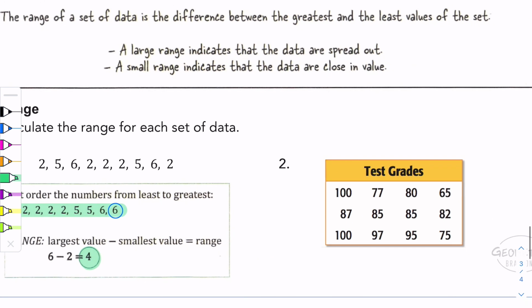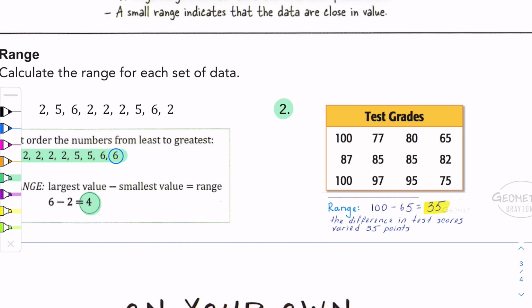Number 2 is not organized in order, but I would like everyone to find the range. So what's the highest number, what's the smallest value or smallest test grade, and find the difference between the two. Okay, hopefully you did this by yourself, but the range would be 100 for your largest test score, minus 65, which is the smallest test score, and that gives you a range of 35. So the distance in test score points varied 35 points.